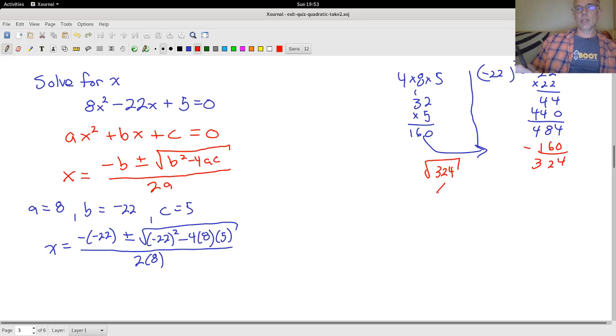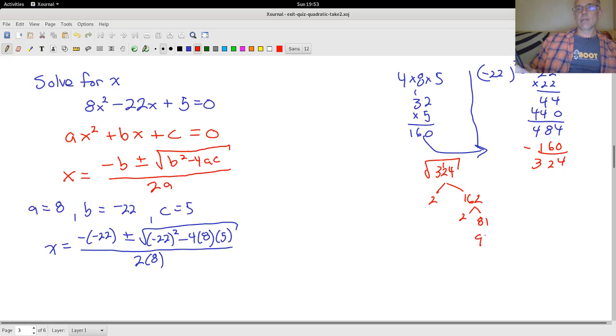So it's even. So 2 goes into 324. Let's see, 2 goes into 3 once, with 1 left over. 2 goes into 12 6 times. 2 goes into 4 twice. And then that's still even. 2 goes into 16 8 times, and 2 goes into 2 once, so 81.